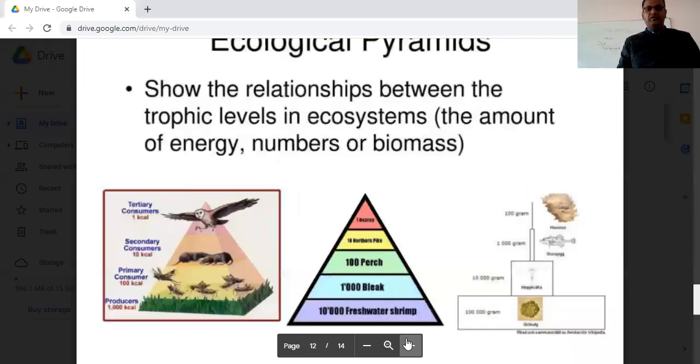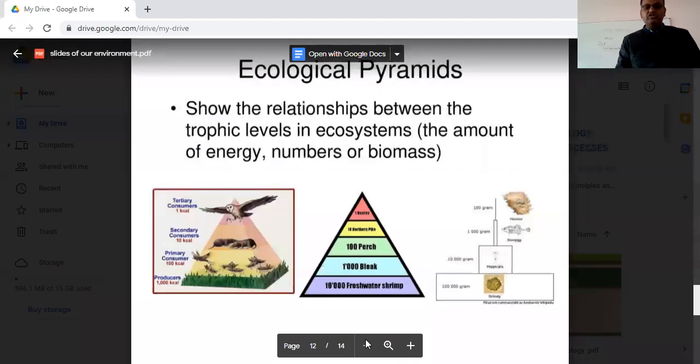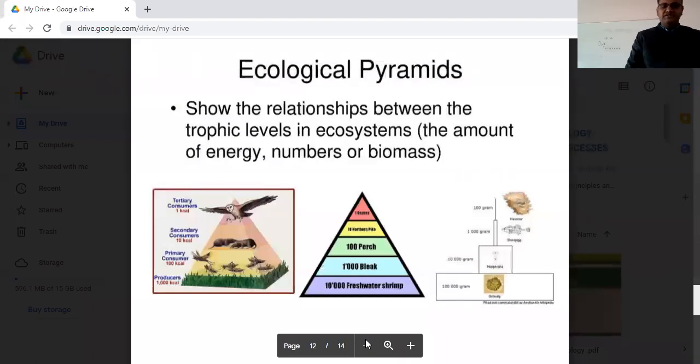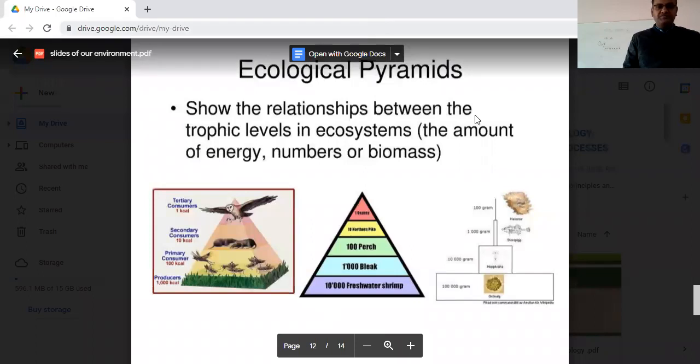Now, first of all, what is an ecological pyramid? An ecological pyramid is a pyramid that shows the relationship between the trophic levels in the ecosystem. We can express it in terms of the amount of energy, in terms of the number, or even the biomass. Let us consider this pyramid, the first one.